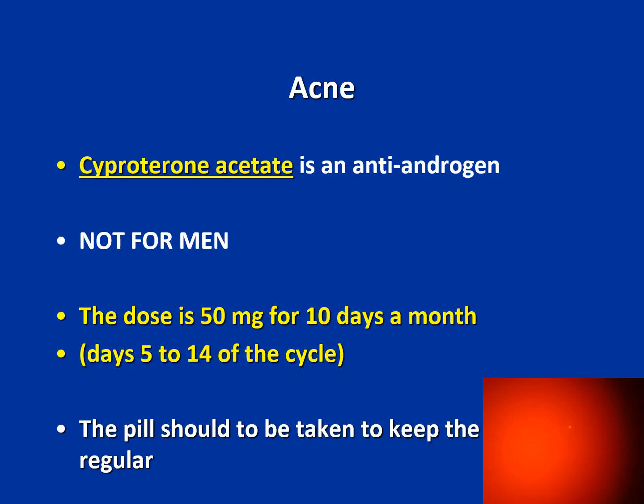Cyproterone acetate blocks male hormone. It is an anti-androgen. It is suitable treatment for women with acne, but it's not recommended for men as a treatment for acne. The dose is 50 milligrams a day for 10 days a month, that is days 5 to 14 of the menstrual cycle. The pill should be taken as well in order to keep the menstrual cycle regular. If cyproterone acetate is taken on its own, there might be breakthrough bleeding in the second half of the menstrual cycle.